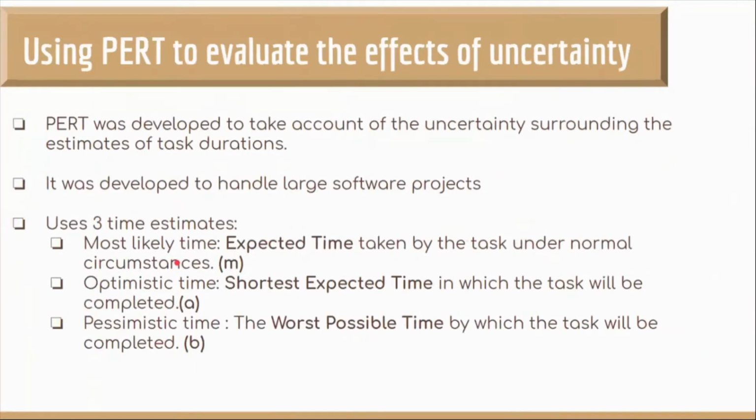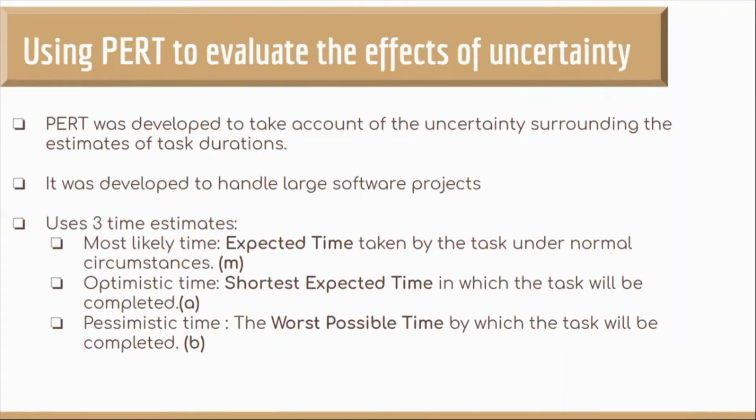Using PERT to evaluate the effects of uncertainty. PERT was developed to take account of the uncertainty surrounding the estimates of task durations. It was developed to handle large software projects which are very expensive and prone to more risks. PERT uses three time estimates: most likely time, optimistic time, and pessimistic time.